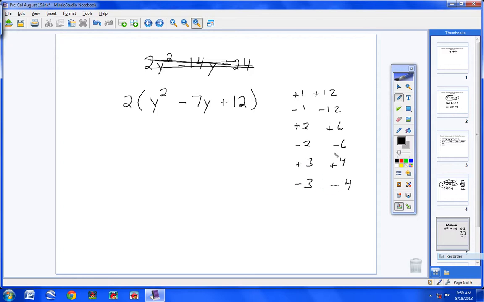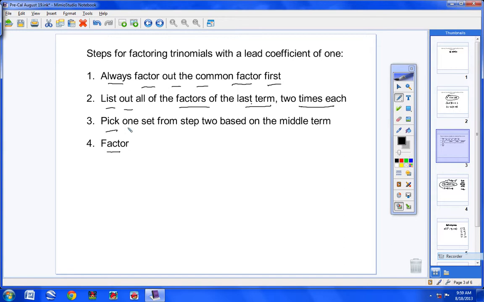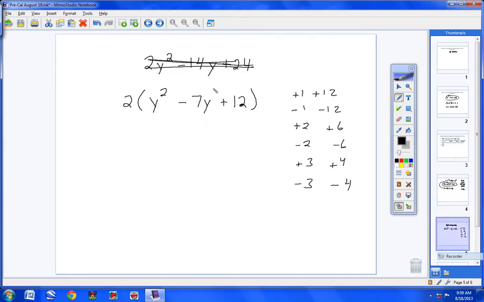Now, step 2 said to list out all the factors of the last term. I've done that. Step 3 says pick one set based on the middle term. So let's look at the middle term. Here it is, negative 7y, negative 7. One of these adds up to a negative 7. Ha, booyah. There it is, right there. So cross those off. That's the one. Negative 3 plus negative 4 is negative 7.